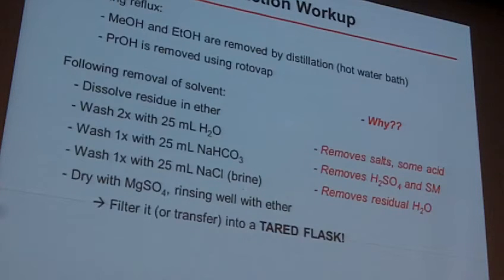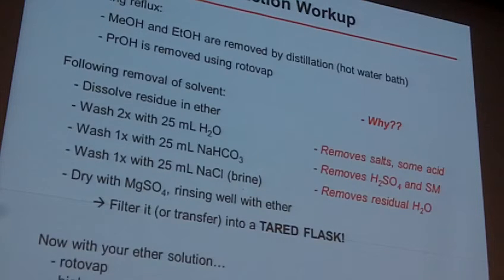But ultimately, once you've done all of your washes, you put it into an Erlenmeyer, which is always the best one to use for a drying step like that, and then do the drying in there, and then filter. Okay. And again, rinse well with ether, because rinsing it with ether will get all of your product off the magnesium sulfate, and then ultimately you're just going to rotovap off the ether and be left with your solid product. So ether is pretty much just a vehicle to transfer it from one thing to another.